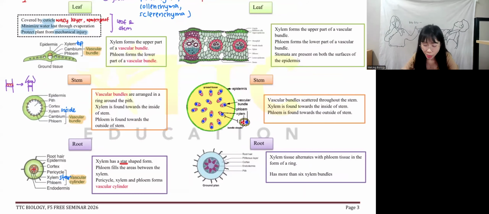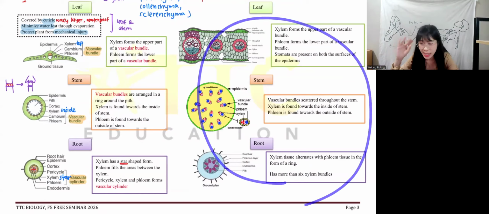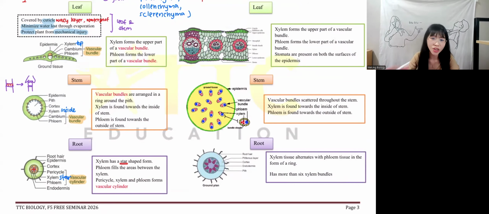Now, done with your dicot, monocot and dicot actually is the same concept. We have to know the location for xylem and phloem. The leaf, xylem is at where? Top or bottom?